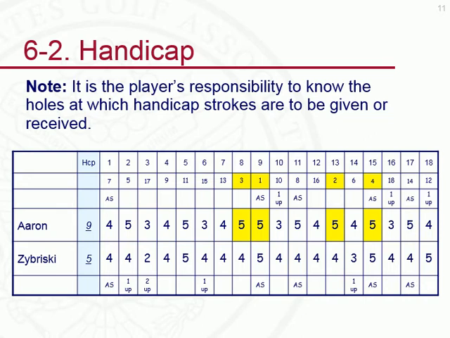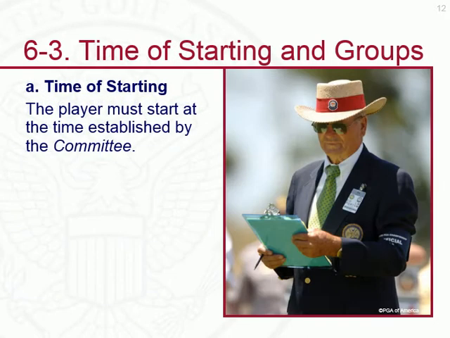So as you can see here in this match between these two players, you can see the stroke holes highlighted in yellow. Now, it would be the player's responsibility to know at which holes the handicap strokes are given. Now Rule 6-3 is time of starting, and players must start at the time established by the committee.